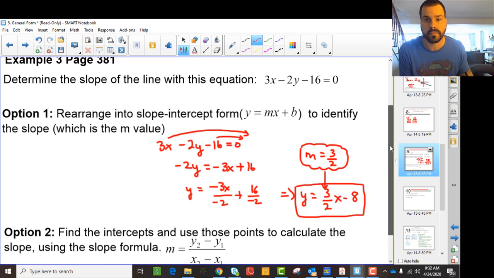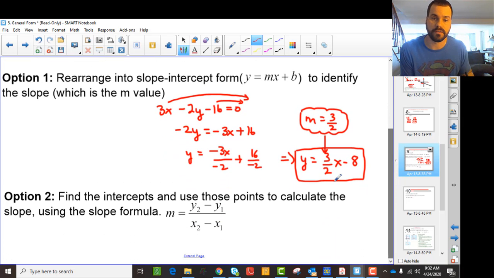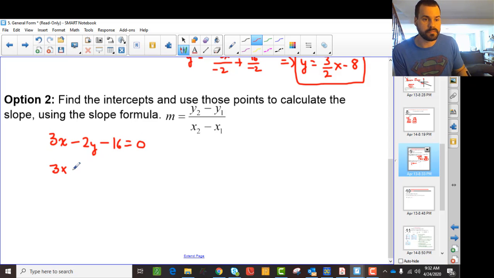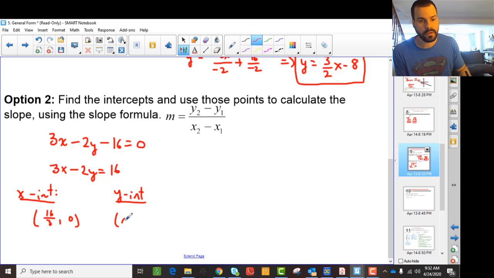Now, the other option is to find the x and y intercepts and find the slope that way. So if I do that, I have 3x minus 2y minus 16 is equal to 0. So I'm just going to go 3x minus 2y is equal to 16, which means my x-intercept is 16 over 3 and 0, because it's just that number divided by the coefficient of x. And the y-intercept is 0 and 16 over negative 2. That reduces, so I'm going to write that as 0 and minus 8.